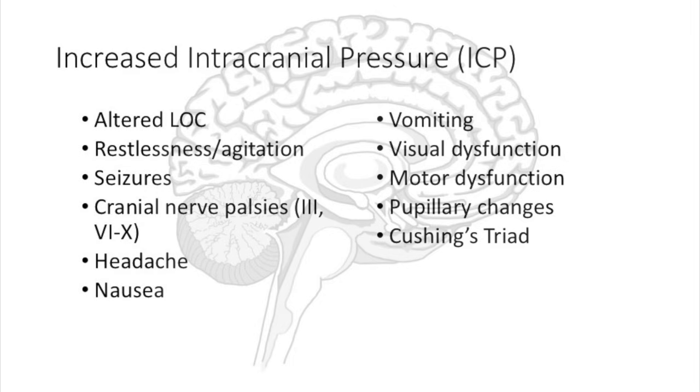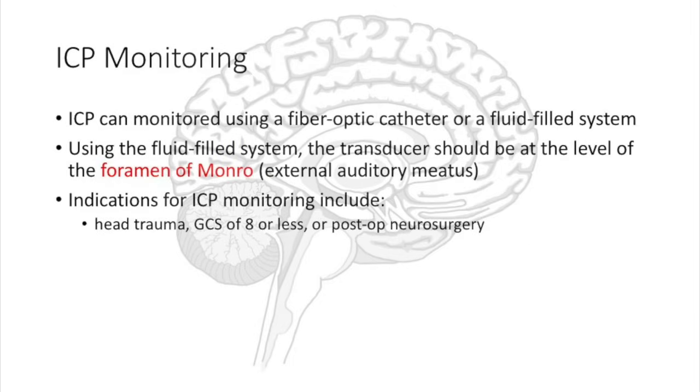ICP monitoring can be done using a fiber optic catheter or a fluid-filled system. Using the fluid-filled system, the transducer should be at the level of the foramen of Monro. This is right at the ear, right there on the side is your external auditory meatus. Indications for ICP monitoring include head trauma, a Glasgow Coma Scale score of 8 or less, or post-op neurosurgery.